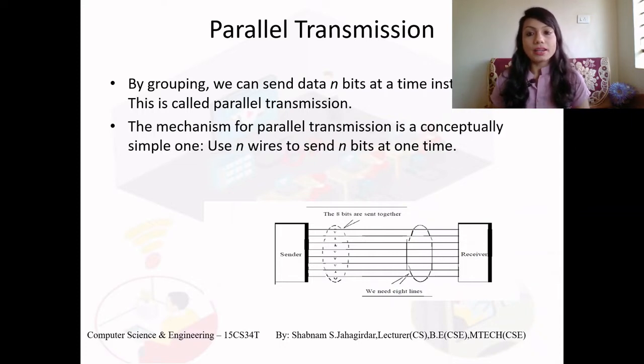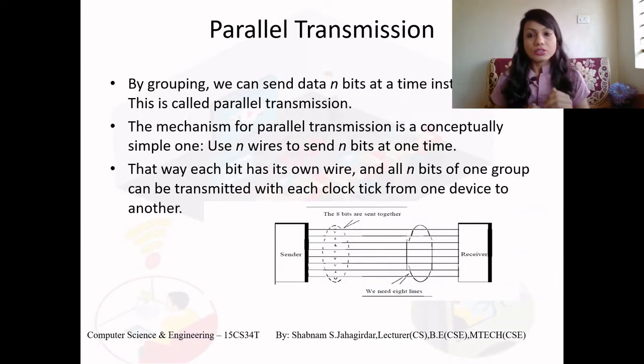This is called parallel transmission, and the mechanism is a simple one: instead of one wire, you use n wires. If you want to send 8 bits at a time, how many wires do you have to use? 8 wires. If you want to send 10 bits at a time, you have to use 10 wires. That way each bit has its own wire, and all n bits of a group are transmitted in one clock tick from one device to another.